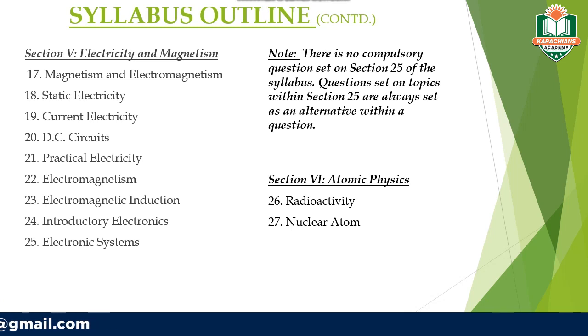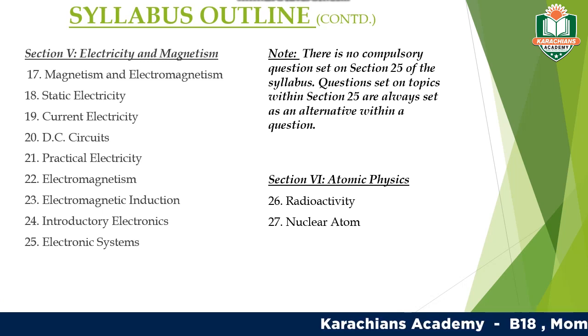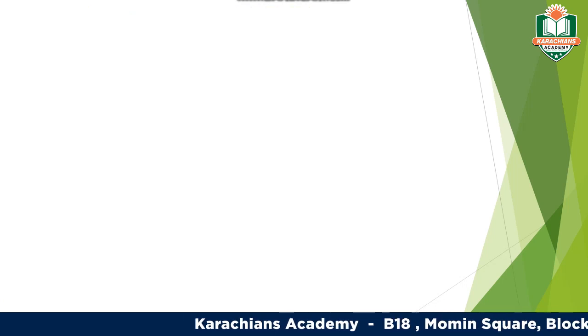The last section is atomic physics, which covers radioactivity and different emissions of radioactive substances, giving alpha, gamma, beta, etc., as well as the complete structure of a nuclear atom.